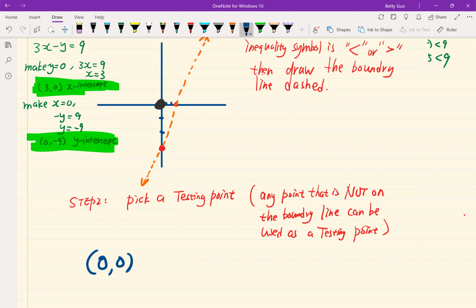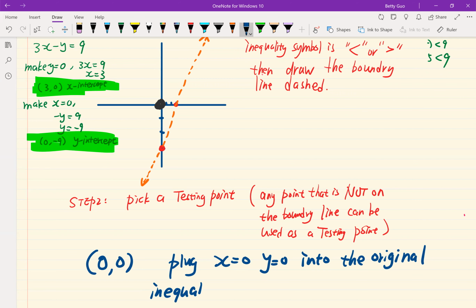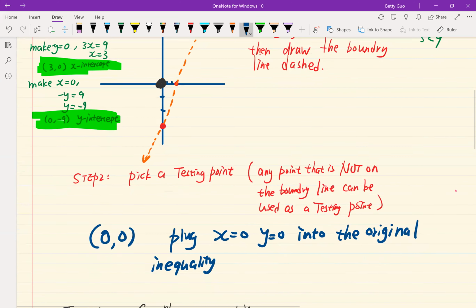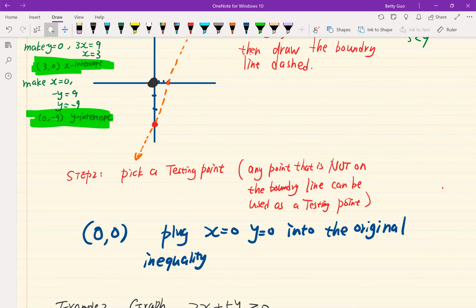We're going to plug in x equals 0, y equals 0 into, be very careful, the original inequality, not the equation, okay? I think I should have this part in red as well. Yes, plug in the testing point into the original inequality.